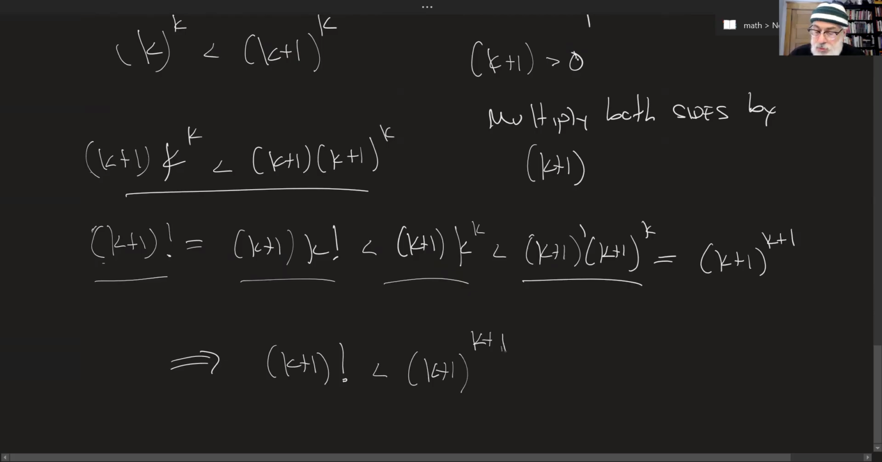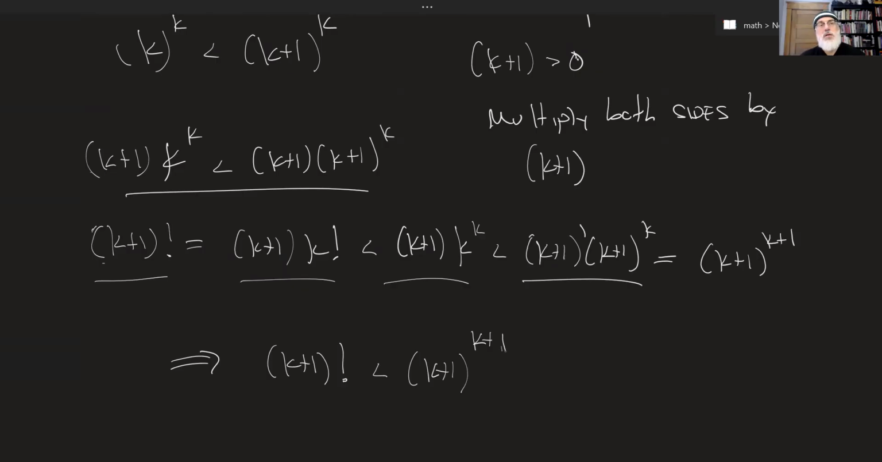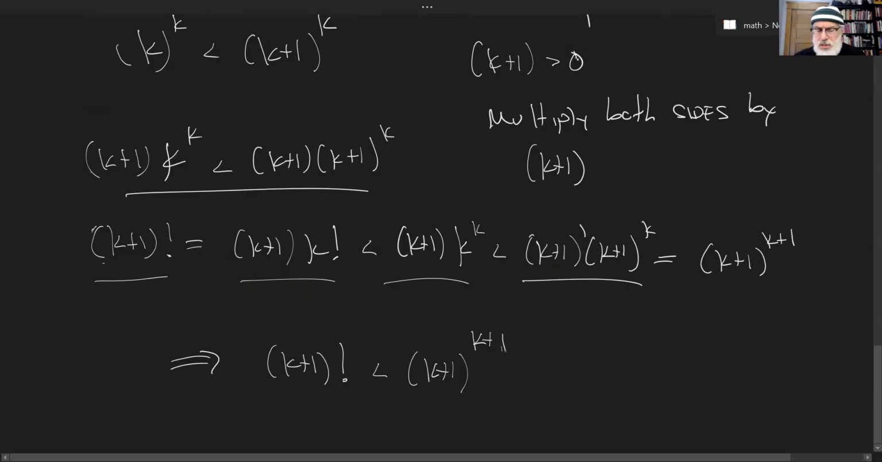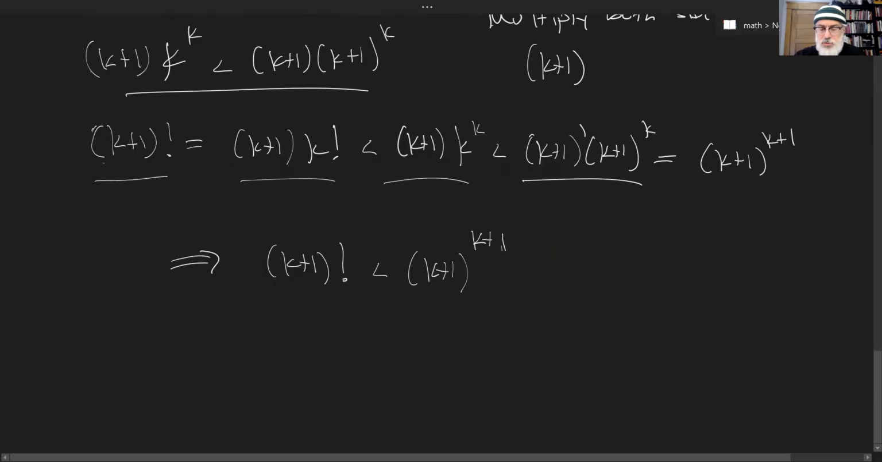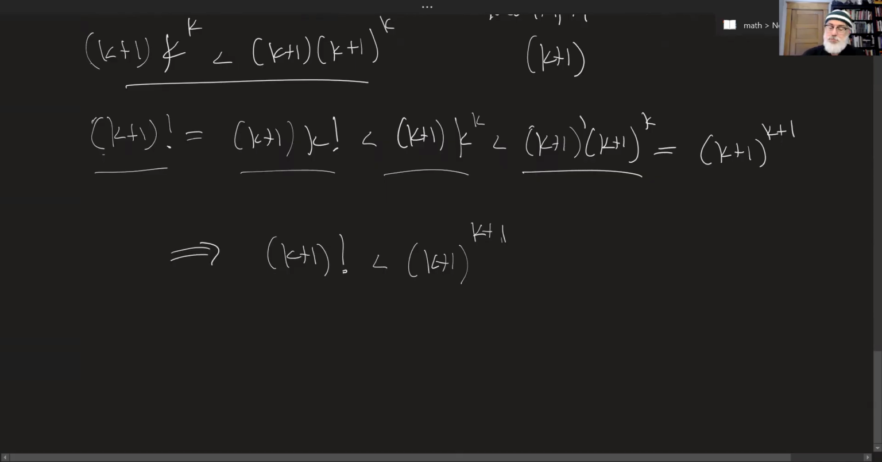If you need a review of powers of exponents, you can look at lecture 4, I believe, or 3 in the algebra section. It goes over all of the exponent rules. So this is it. This is done. We've proven that n factorial is less than n raised to n for all integers greater than 1.